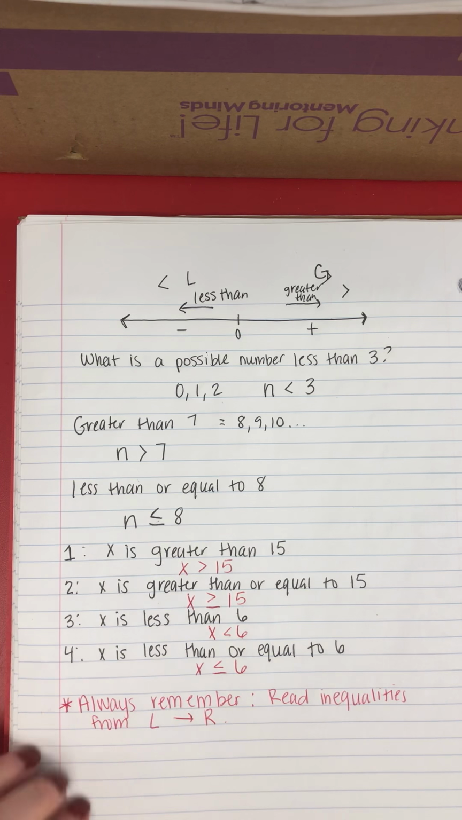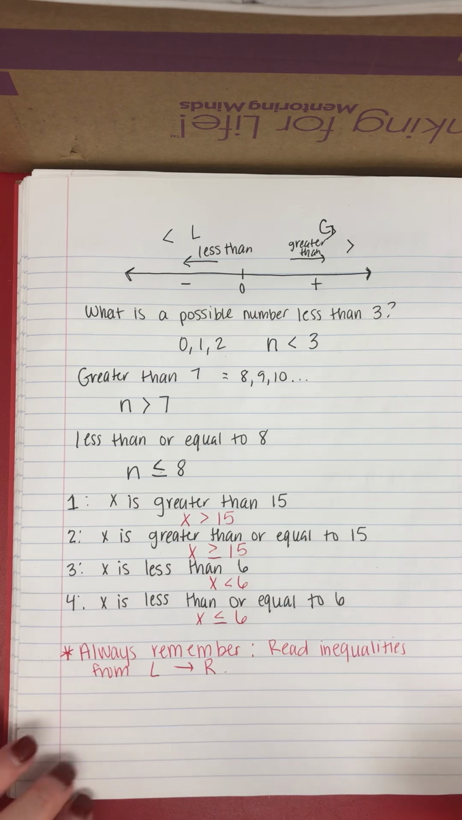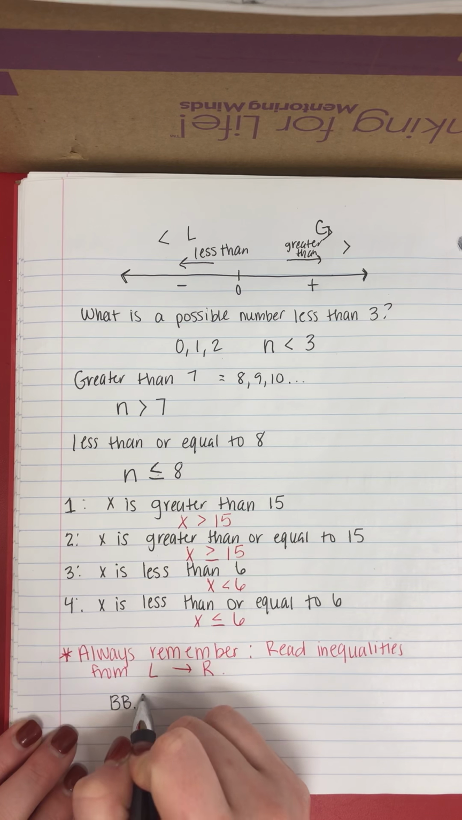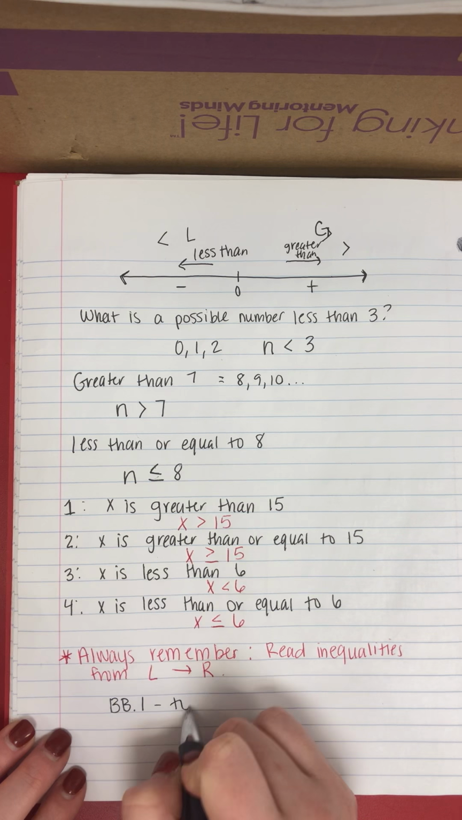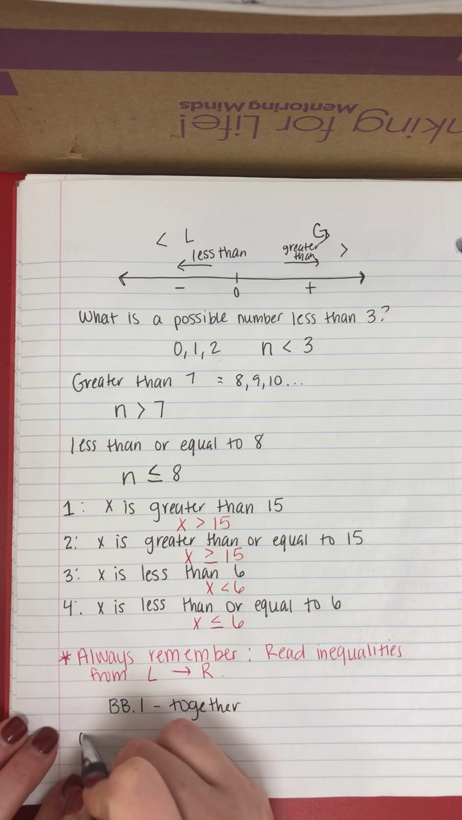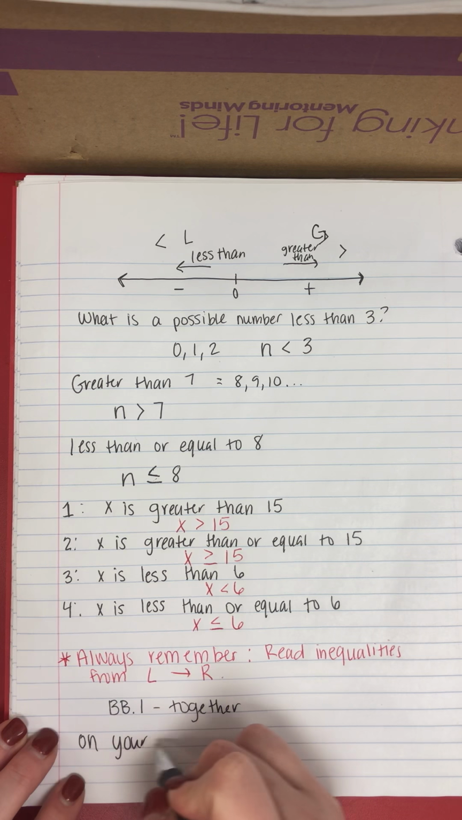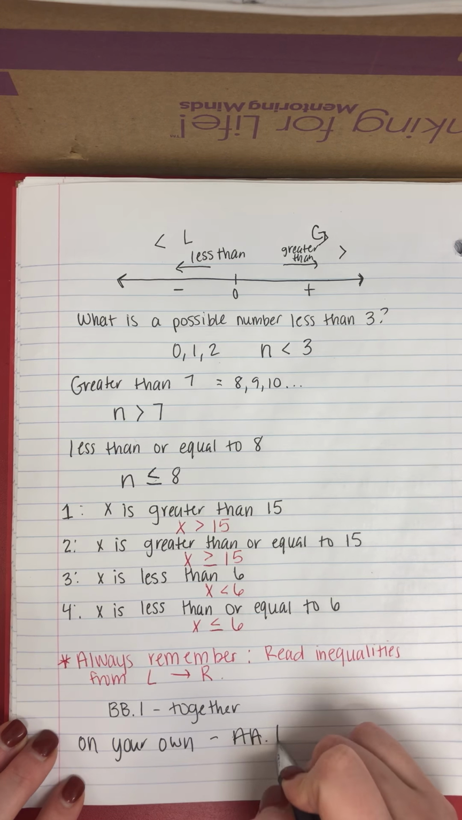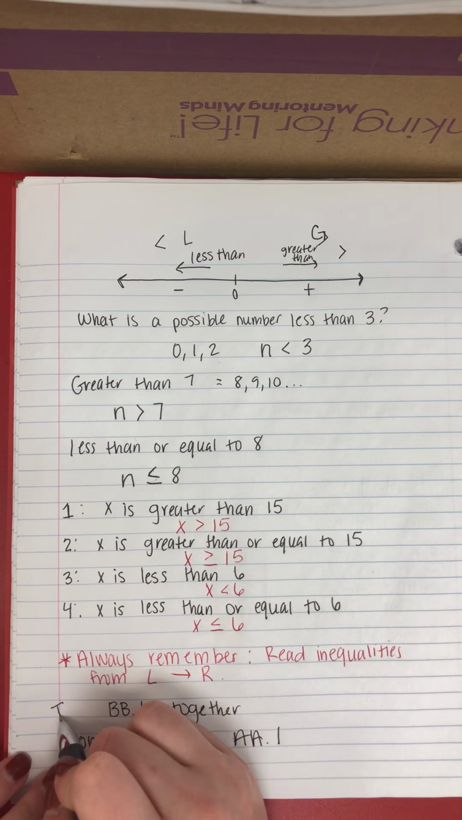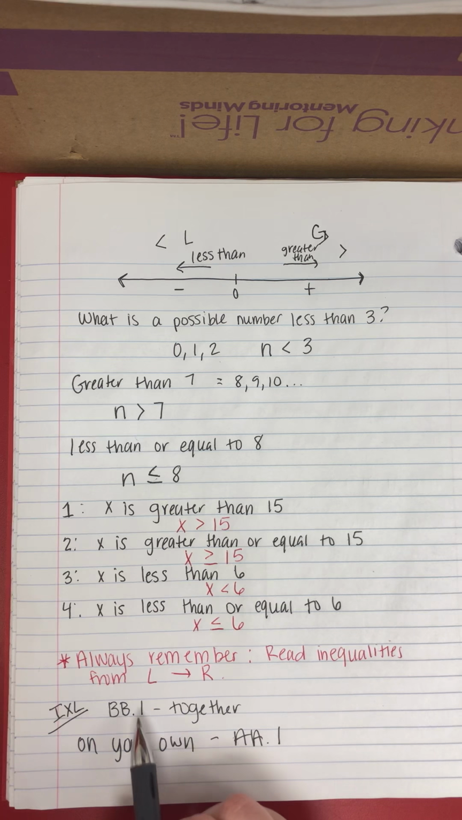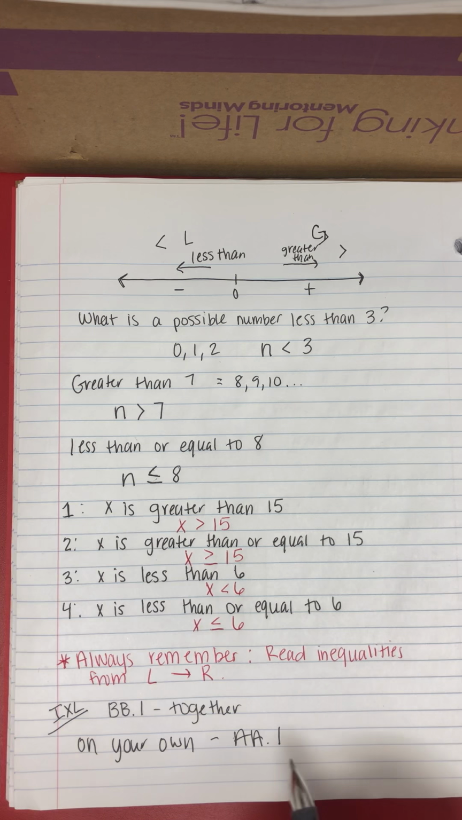All right, now what I want you to do is together we're going to look at B1. This is together. Okay? Then on your own, you're going to do AA1 on IXL. Okay, so these are your IXLs for today. So together we're going to do a few from here, and then you're going to finish it out, and then on your own you're going to do AA1. Okay?